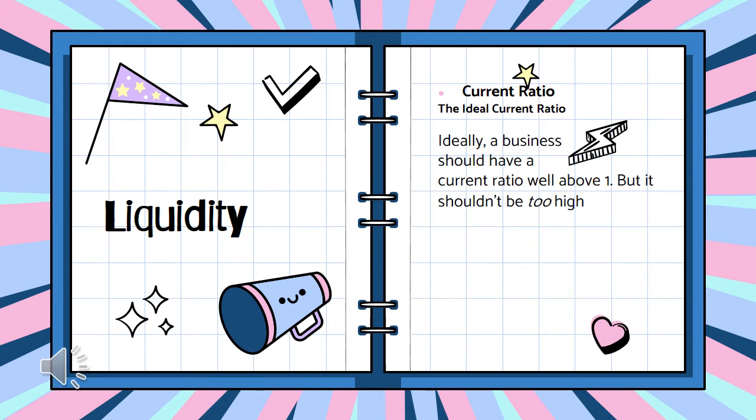Ideally, a business should have a current ratio well above 1, but it shouldn't be too high. An excessive current ratio means that a company is sitting on its cash rather than using it for growth. For most companies, a current ratio between 1.5 and 3 is ideal.